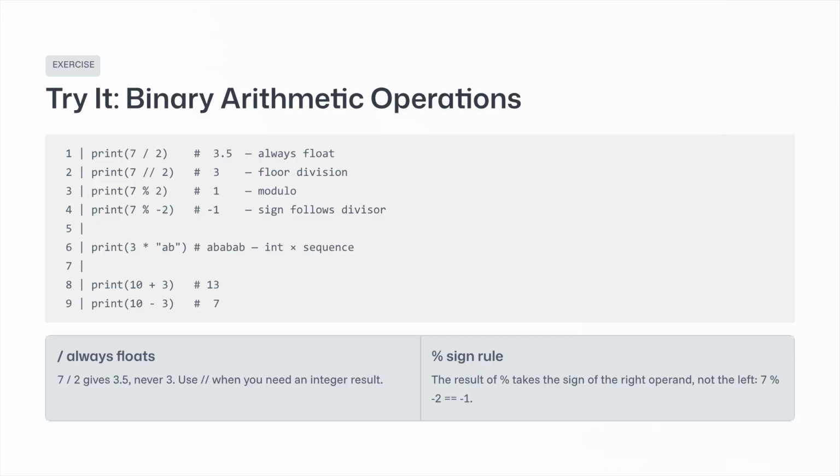2 key rules. / always gives a float. Use // when you need an integer result. And the % rule. The result takes the sign of the right operand, not the left. 7 % -2 is -1, not +1.